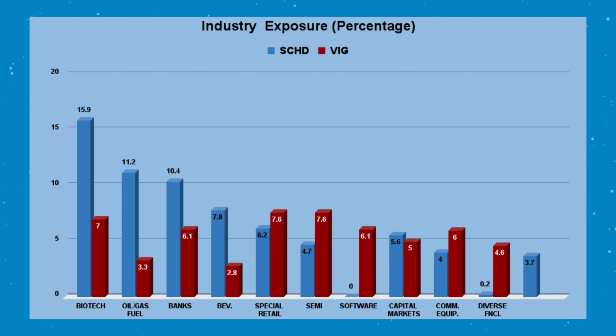SCHD focuses on traditional income-generating industries like biotech at 15.9%, oil and gas 11.2%, and banking 10.4%, prioritizing stability and reliable dividends. It also has a defensive tilt with beverages at 7.8%, while VIG emphasizes growth, such as specialty retail at 7.6%, semiconductors 7.6%, and biotech at 7%, aiming for capital appreciation alongside dividend growth. This shows SCHD's focus on stability, while VIG seeks growth in dynamic industries.